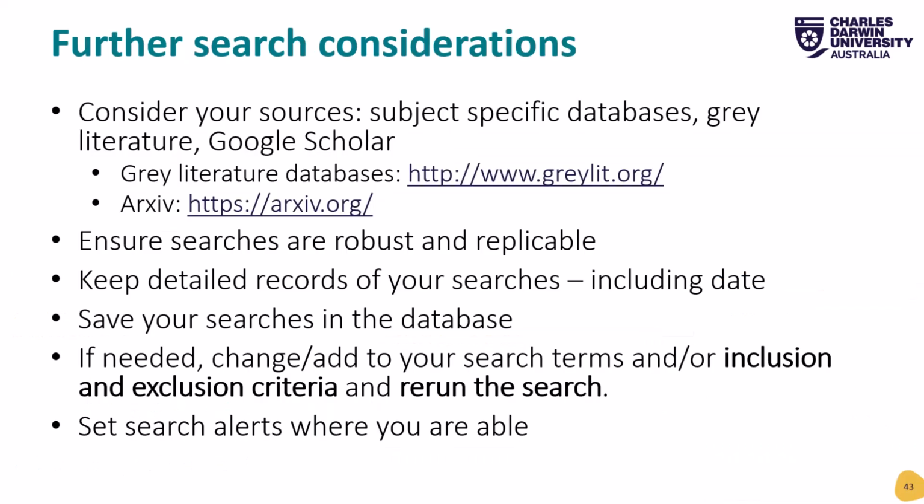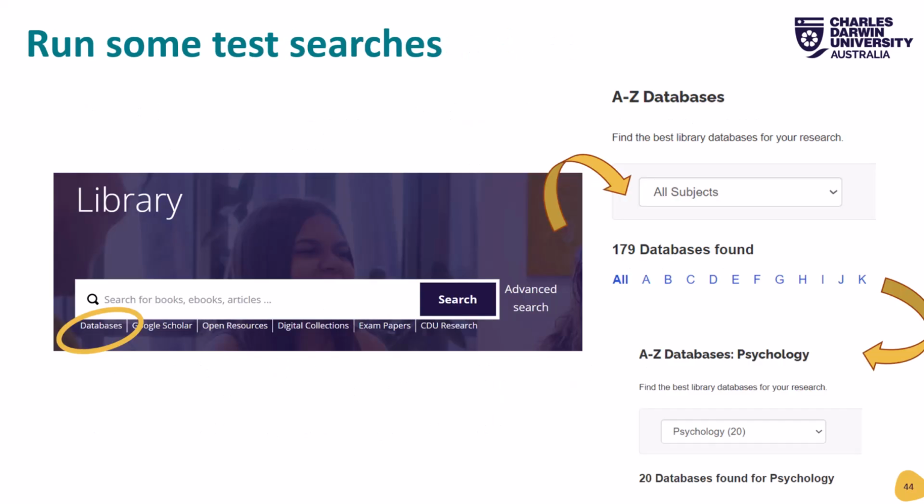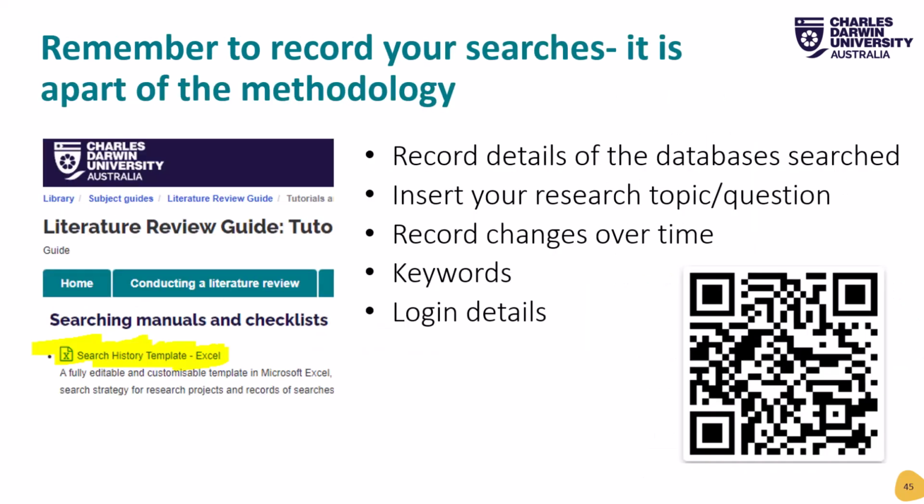Some other further considerations as you prepare for your systematic review. Consider your sources and subjects. Do you need to use grey literature, or are you looking only at academic literature? The next step, once you have your research question and you have done some initial searches with testing out your search strategy, is to run some test searches. Choose your database. Can you find some relevant results for your topic? Remember to keep a record of your searches. That's a part of the methodology.